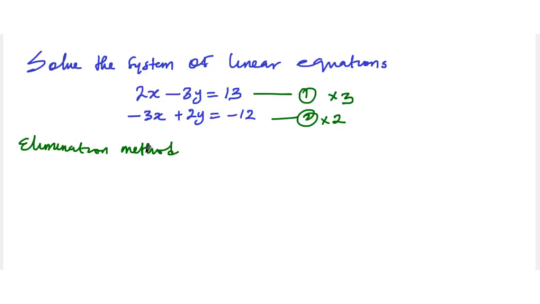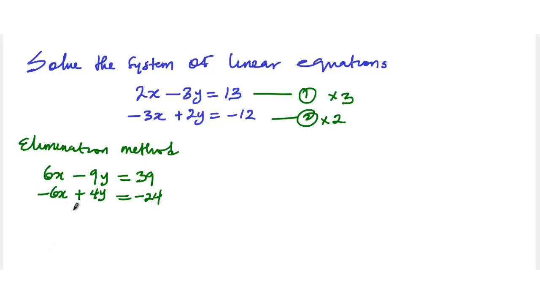So 2x times 3, that will give us 6x, minus 3y times 3, that is minus 9y, will now be equal to 13 times 3, and that will give us 39. For this second one, minus 3x times 2 will give us minus 6x, then 2y times 2 is plus 4y, then is equal to minus 12 times 2, that will give us minus 24.